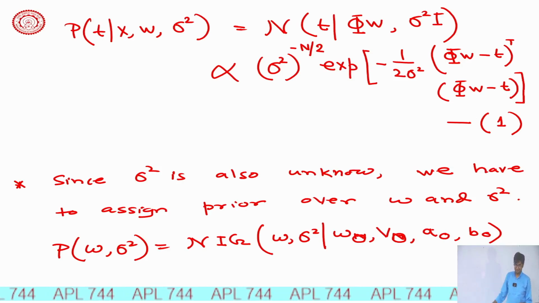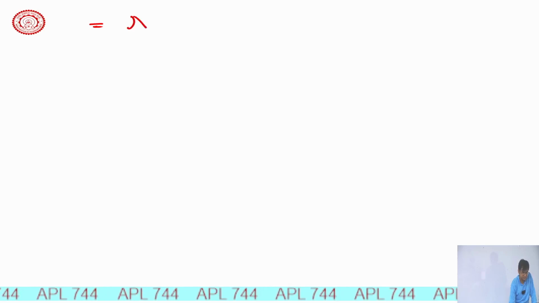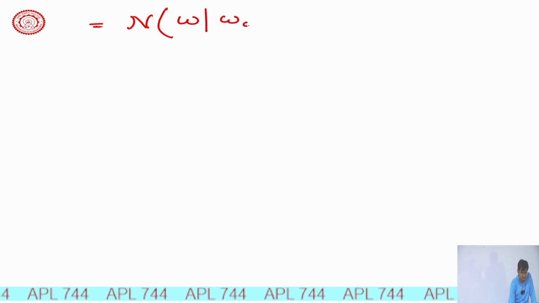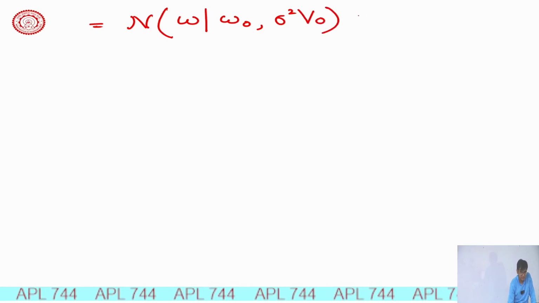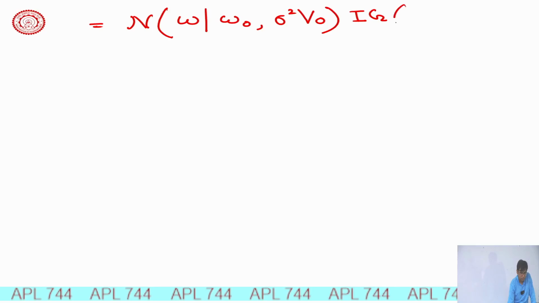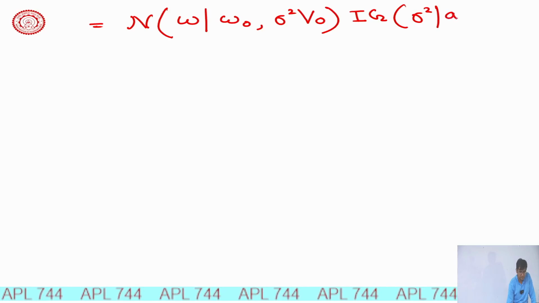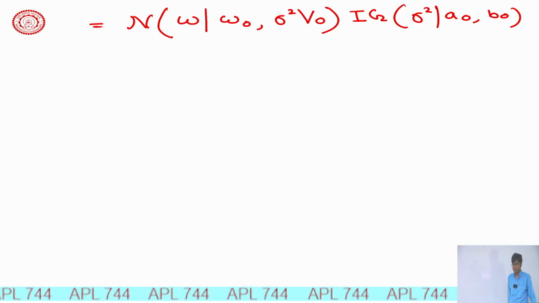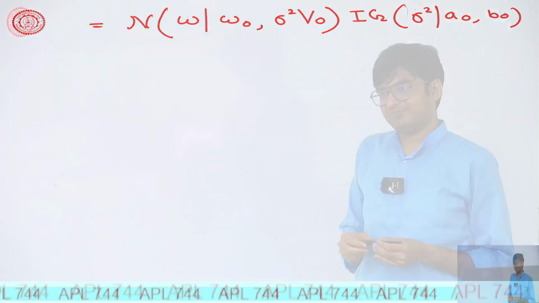But it is written in this form, which is then equal to Gaussian over W given W naught comma sigma square V naught, and then inverse gamma over sigma square given A naught comma B naught. So, this is the Gauss inverse gamma. Okay. So, it is basically probability of W given sigma square multiplied by probability of sigma square.